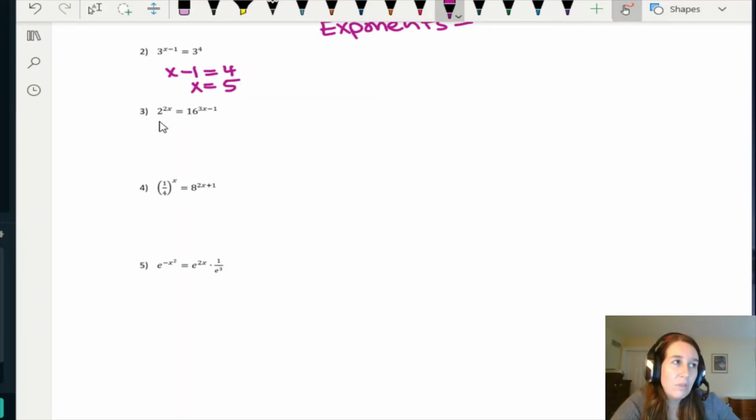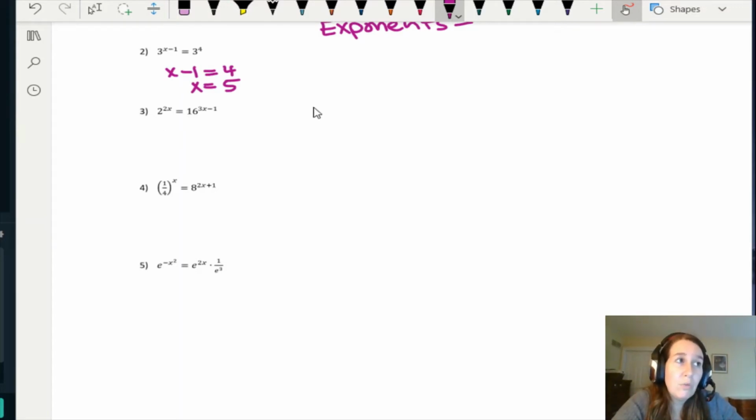So number 3, you notice that we got a little problem here, right? The bases are actually not equal. So just because 2 to the 2x is equal to 16 to the 3x minus 1, you can't now say that those exponents are equal, right? Because the bases aren't equal. So that wouldn't really make sense.